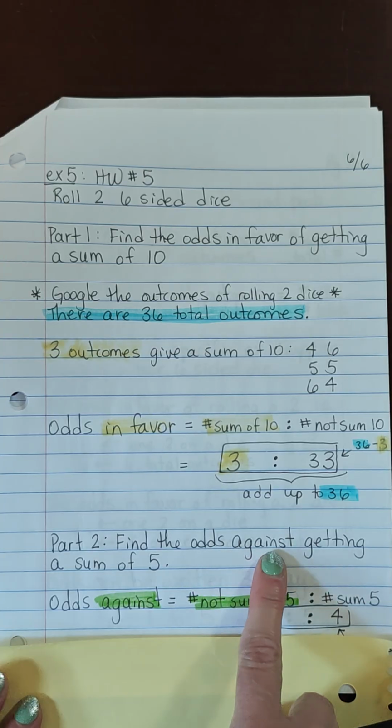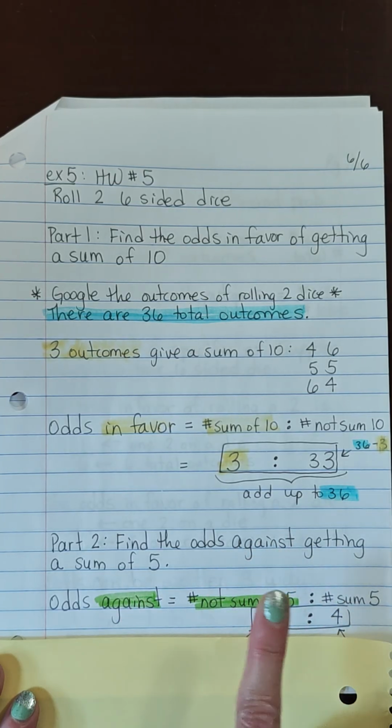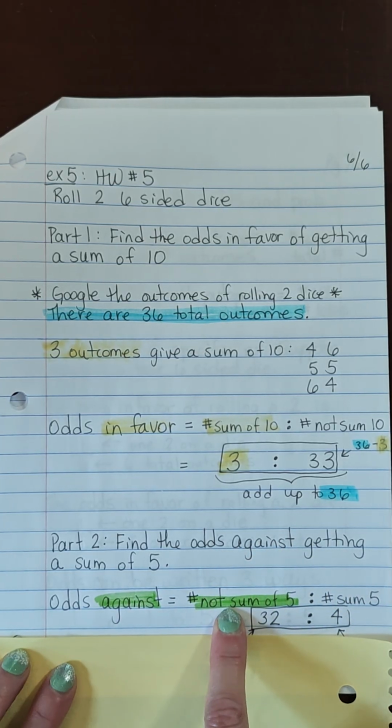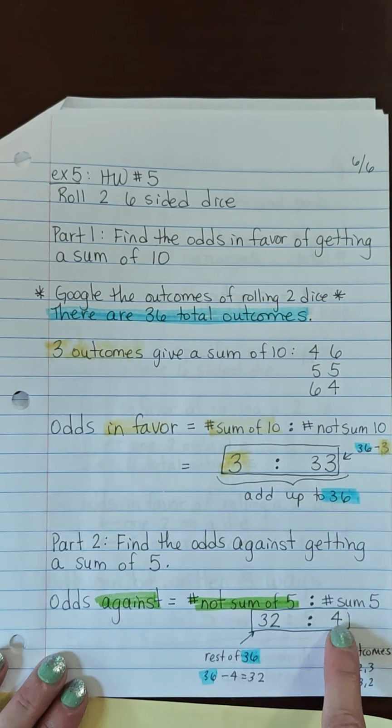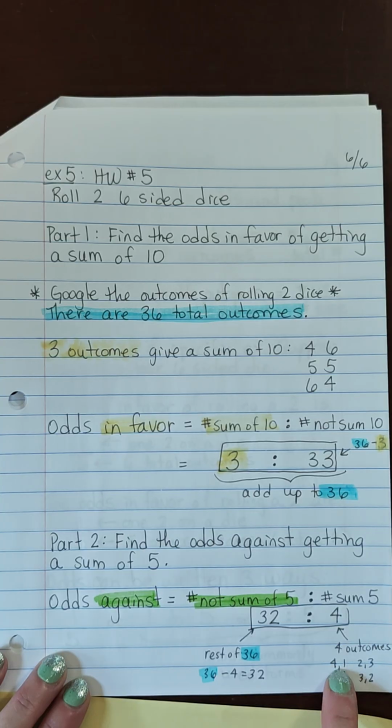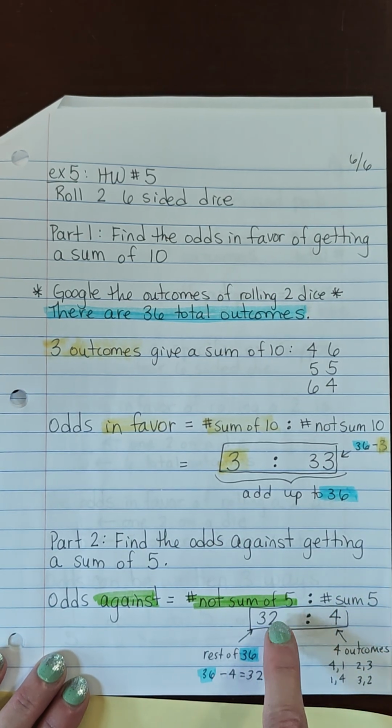Because it says the odds against, I'm going to put the against number first. So I said that there were 4 outcomes that give me a sum of 5. That 4, 1, 1, 4, 2, 3, 3, 2. So those are the 4 I counted. This is the rest of 36.